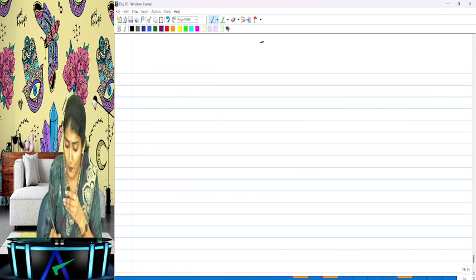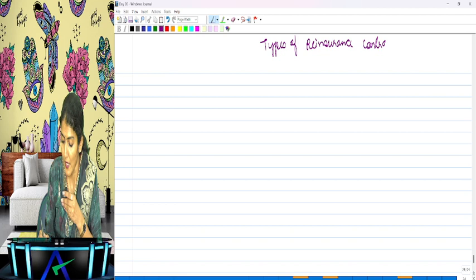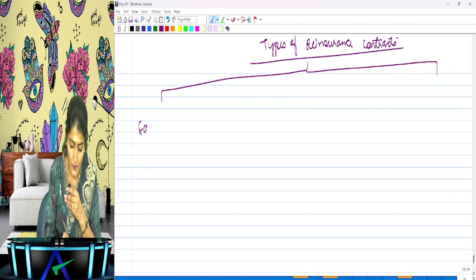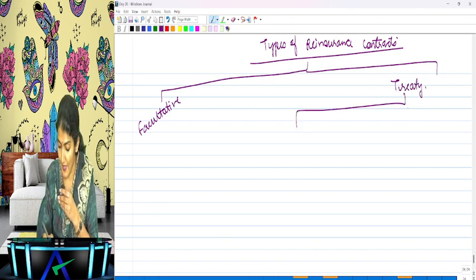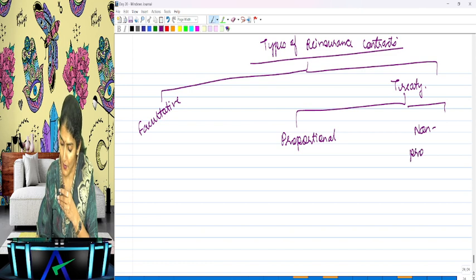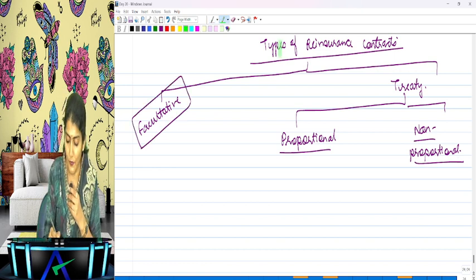Okay, right. Then over here, we also have a discussion regarding the types of reinsurance contracts. These reinsurance contracts have been divided under two types. One is the facultative reinsurance and the second is the treaty reinsurance. Under treaty reinsurance, we have two: the proportional treaty and the non-proportional treaty. So we are talking about the types of reinsurance contract.